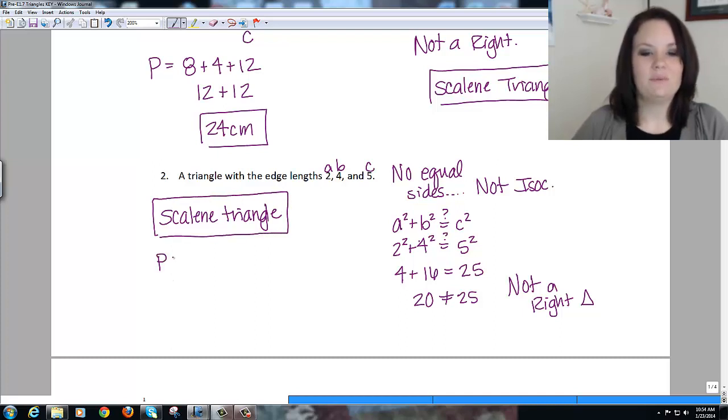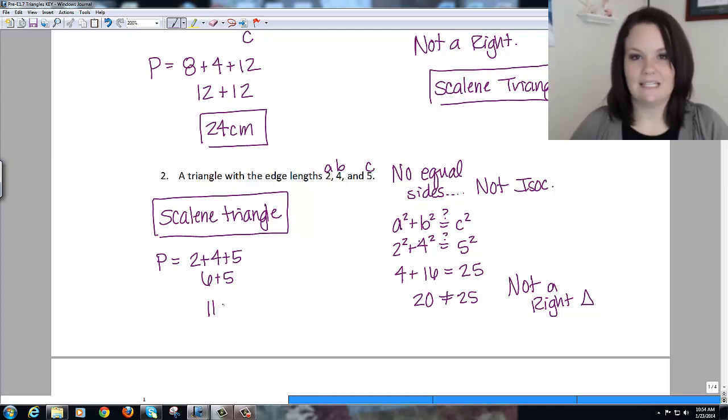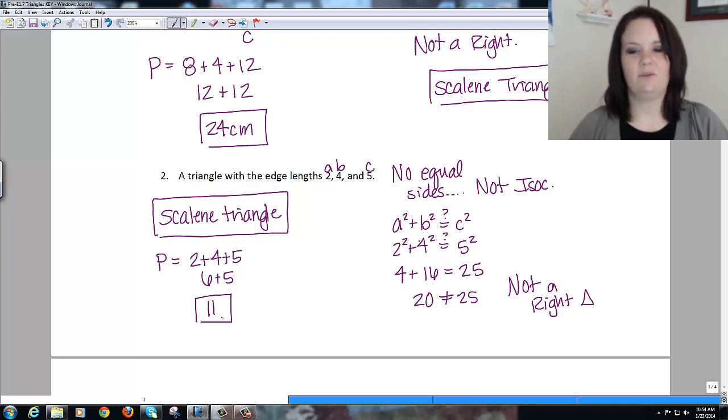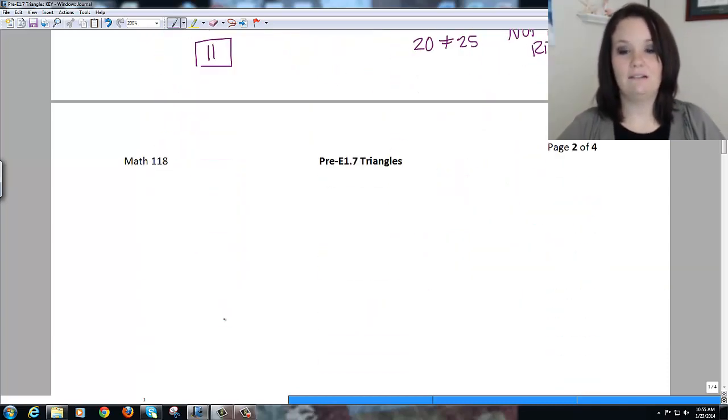And then to find the perimeter, we just add all the sides together. So I'm going to do 2 plus 4 plus 5. 2 and 4 gives me 6, plus 5 gives me 11, and it doesn't give me a length. It doesn't say inches or centimeters, so I'm just going to circle the 11. No units necessary. Okay, let me see if I have another one. No, I don't have any more.